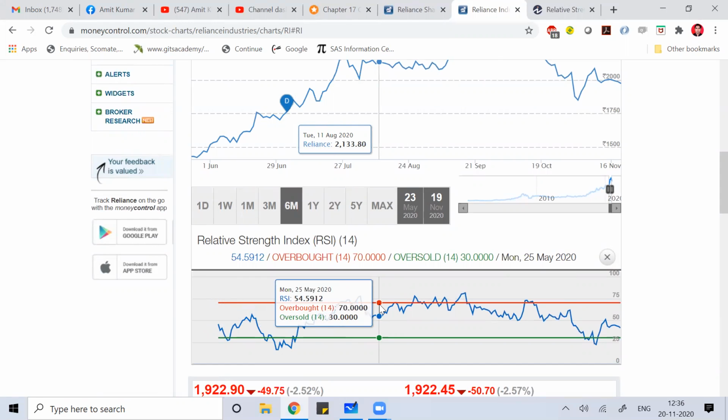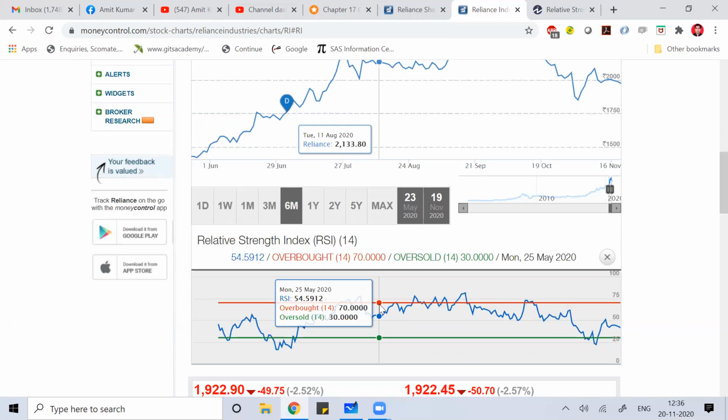Now, the purpose of this session is not to discuss the interpretation of RSI, because you will get an ample amount of videos on YouTube where a lot of trainers discuss what the overbought and oversold regions are and the interpretation from them. The purpose of this session is to discuss the calculation of RSI. If I see this particular date, the RSI value is coming around 54.5912. So how did this value come?